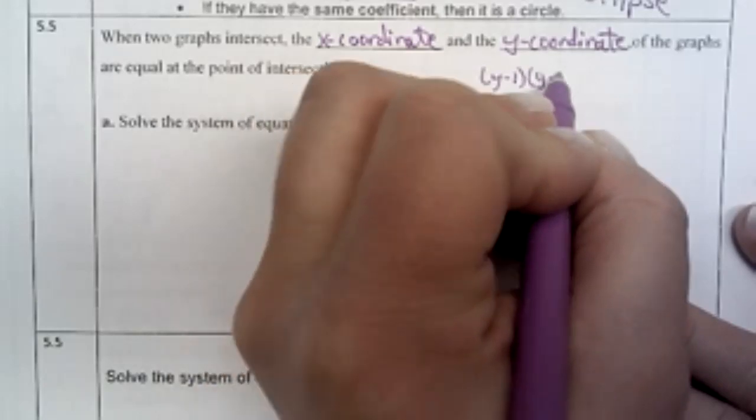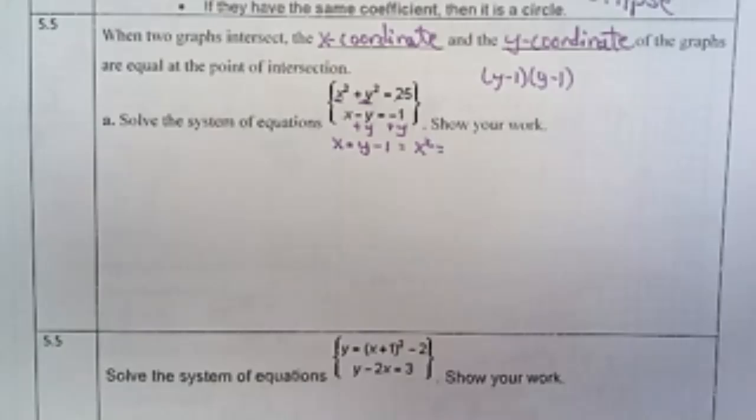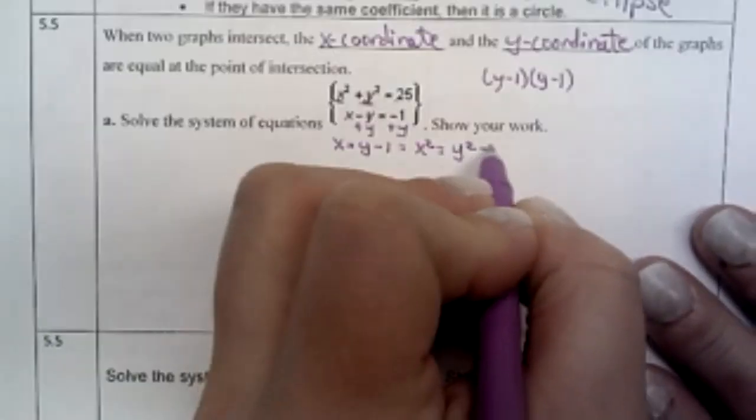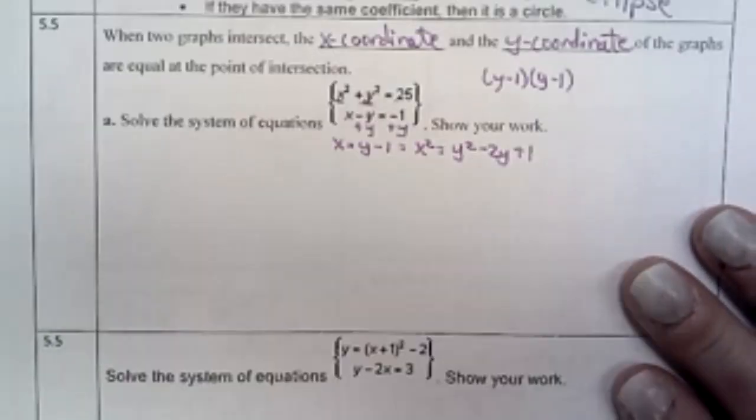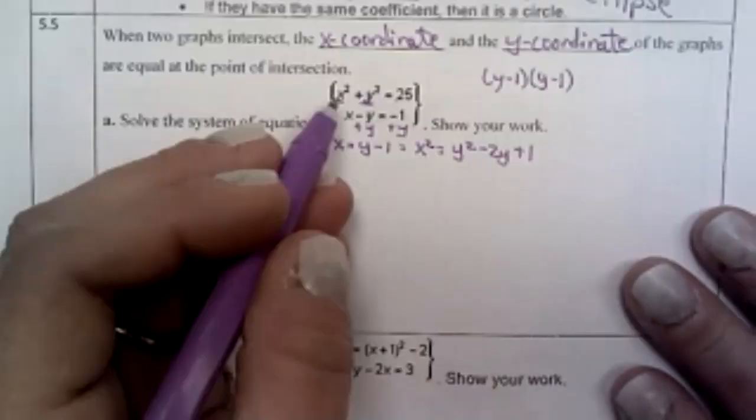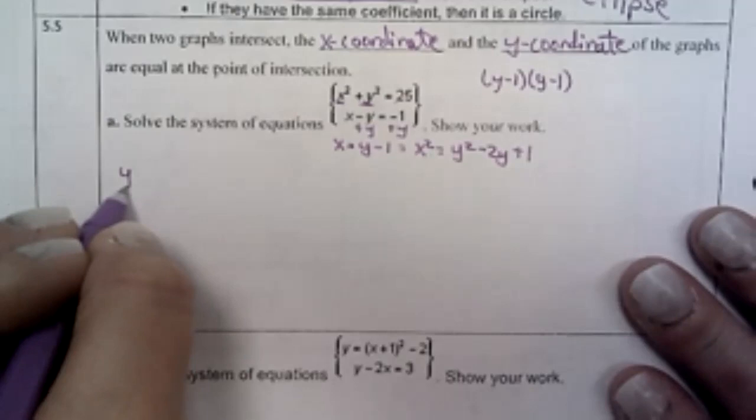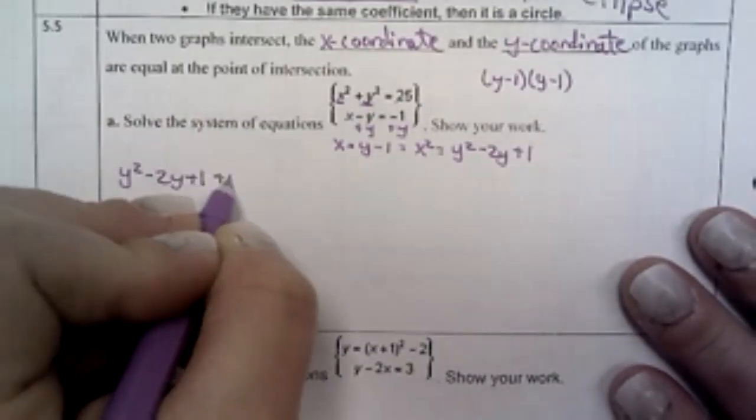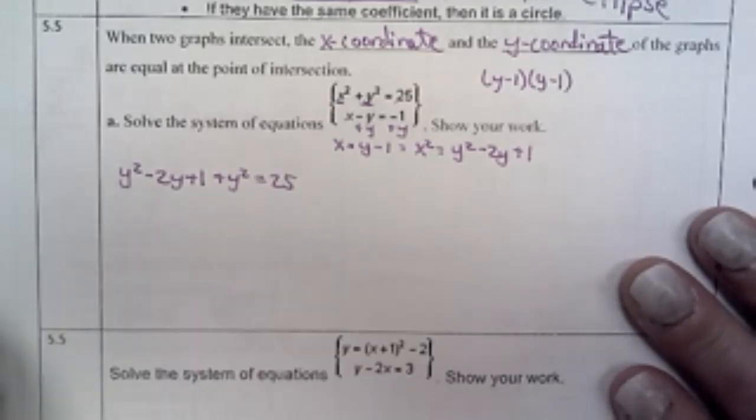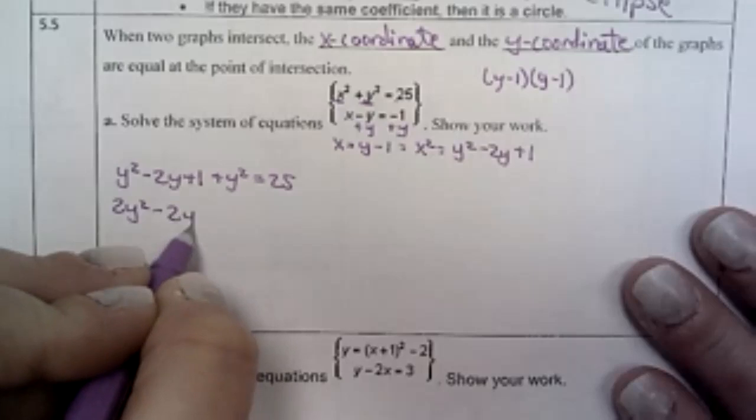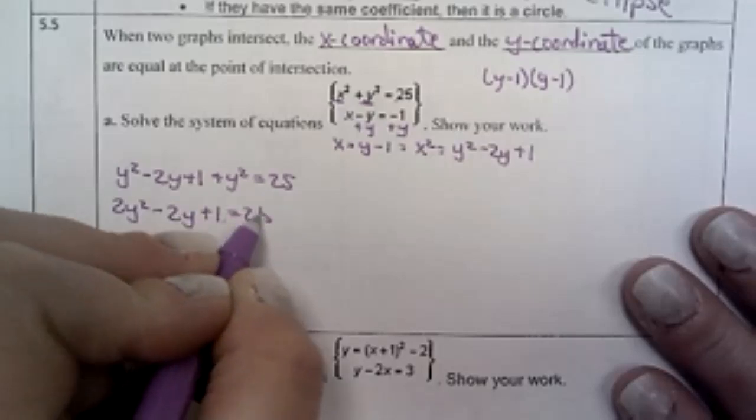Remember that it's not just y squared and -1 squared. You have to FOIL this. So I'm going to get y squared minus 2y plus 1. All right, and now I can plug this x squared back in. So I have y squared minus 2y plus 1 plus y squared equals 25. Combine my like terms and I get 2y squared minus 2y plus 1 equals 25.